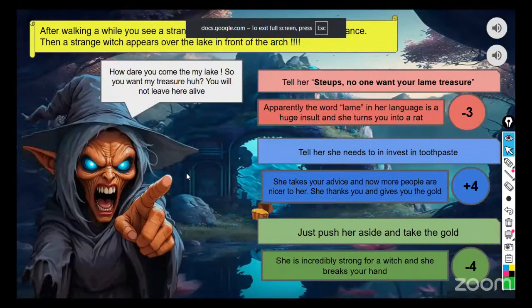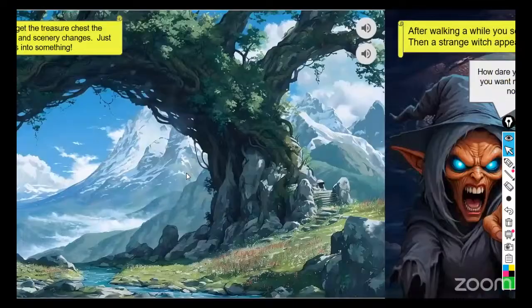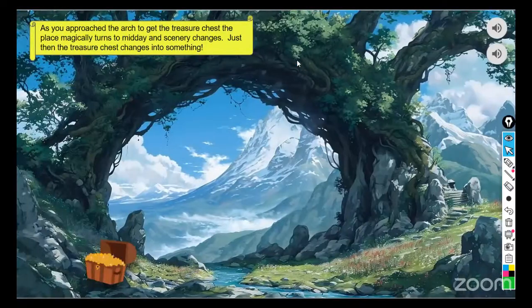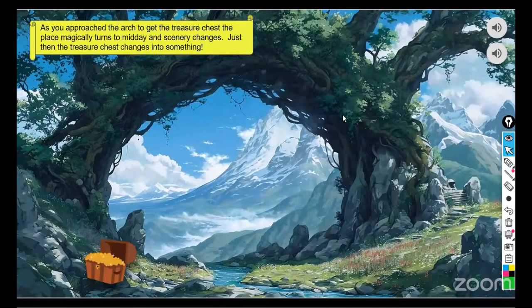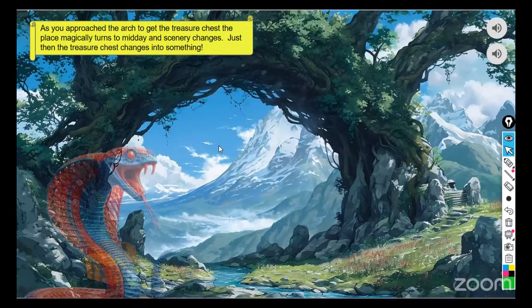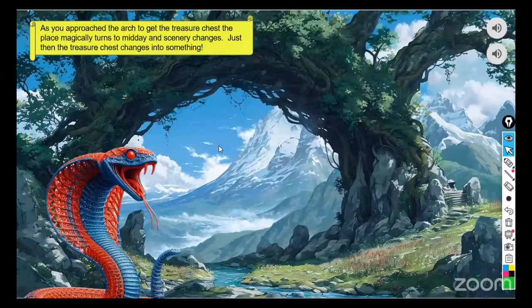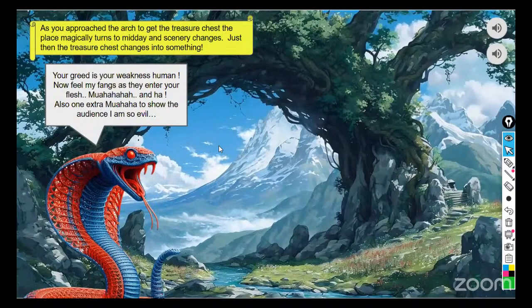All right, so we already dealt with the witch. We give her toothpaste. As you approach the arch to get the treasure chest, the place magically turns to midday and the scenery changes. Just then, the treasure chest changes into something. What does it change into? A serpent? What? "Your greed is your weakness, human. Now feel my fangs as they enter your flesh. Wahahaha."